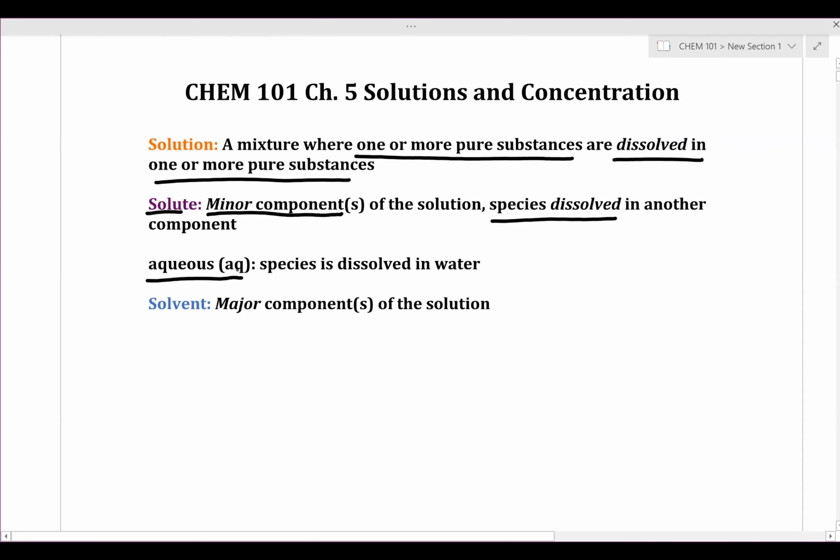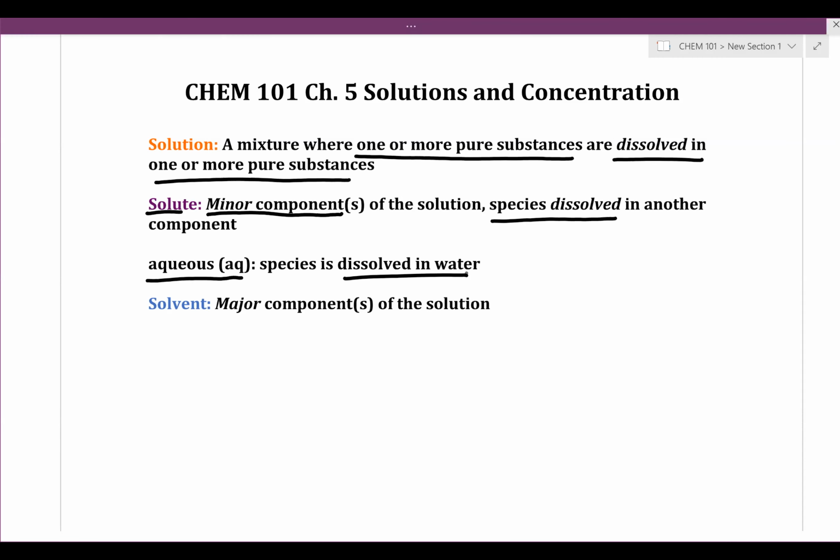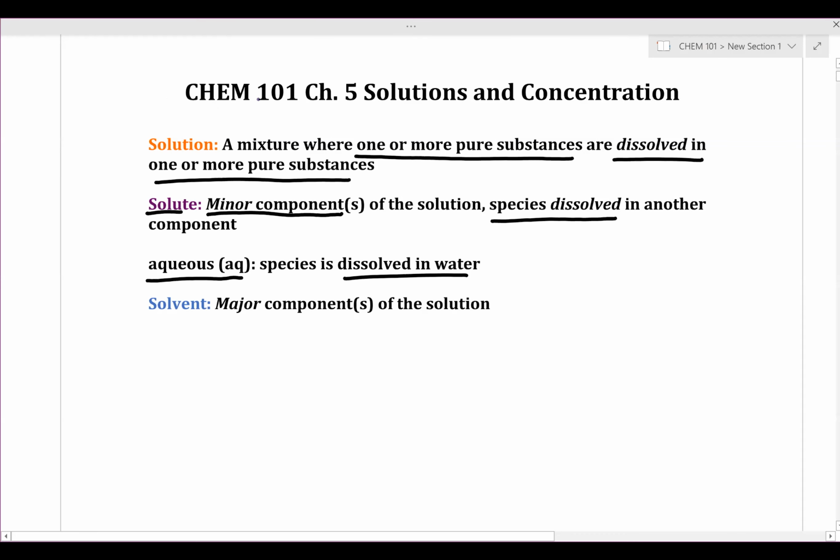The aqueous symbol is often a signpost that you are dealing with a solute, because what does the aqueous symbol tell us? It's a special state symbol. It tells us that we are dissolved in water. Exactly. So aqueous only really applies to solutions in water, which in this class are the majority of solutions we're dealing with. In contrast, the solvent is the major component of the solution. It's the thing that you're dissolving your solute in.